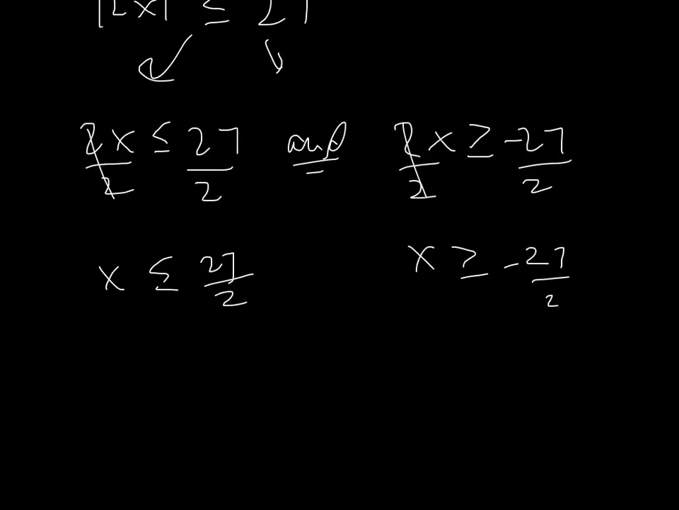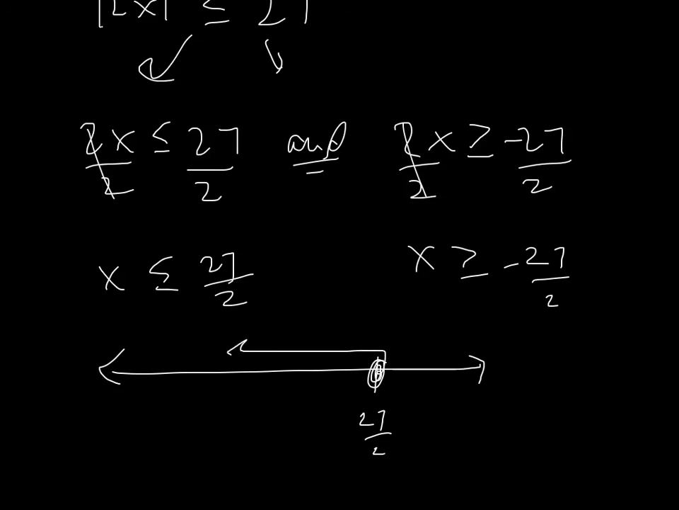Let's see if I can move this up a little bit. Okay, now let's look at a number line on this. What we have is x is less than or equal to 27 halves. It's positive, so less than or equal to, solid boundary. At the same time, it's going to be greater than or equal to negative 27 halves, so solid boundary, going that way.